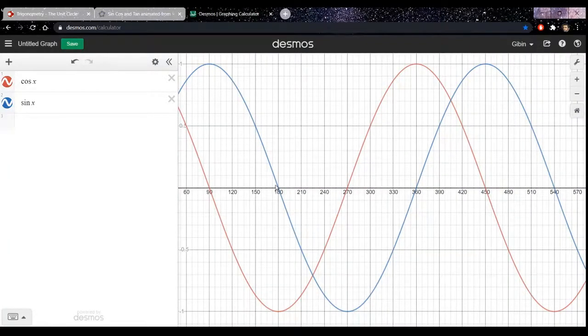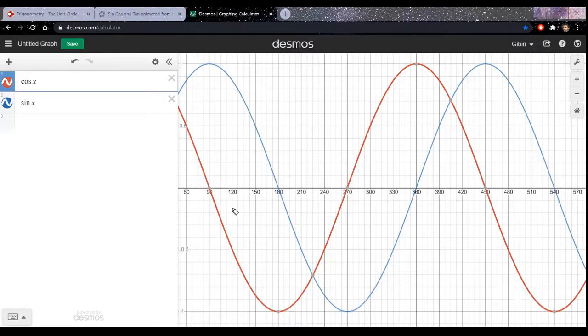If you look carefully, we see that the blue sine approaches angle 180, and the sine value approaches 0 here at 180 degree, and the cos comes behind. Cos is following slowly, and it comes here. So what is the difference? The difference is this much, that is 180 degree minus 90 degree. 180 minus 90 is 90.